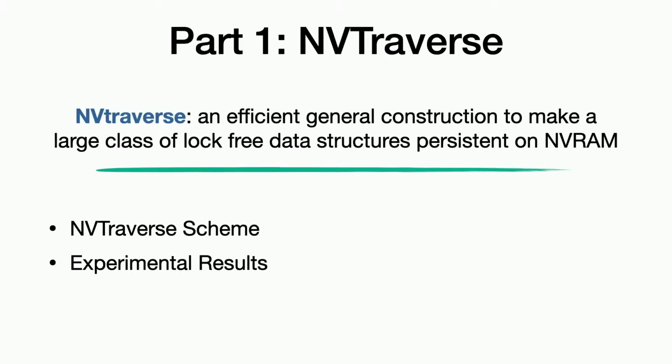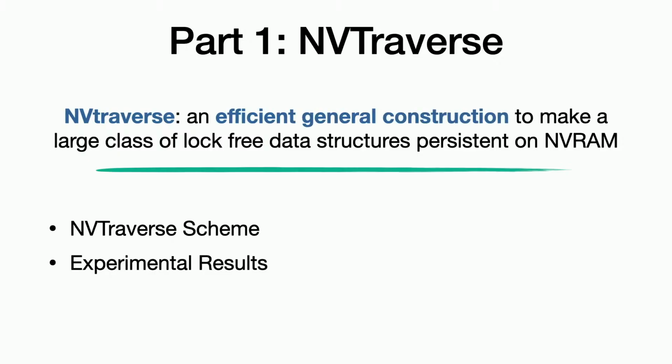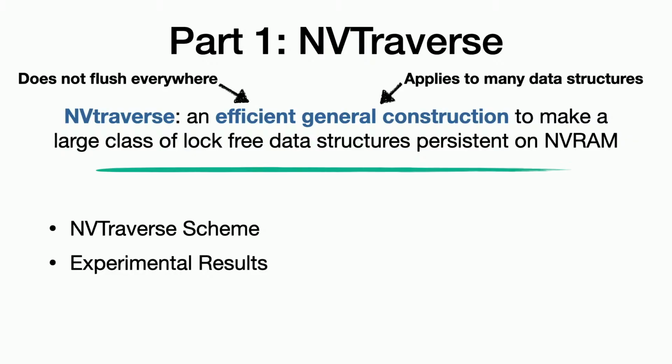Okay. So in the first part, I'm going to present our own work. It's called NV Traverse. NV for non-volatile memory, and traverse because we're going to discuss specifically data structures that have traversal phases in them. And it's going to be basically an efficient general construction for persistence. By efficient general construction, efficient means we're not going to flush every instruction, and general means it's going to apply to a large class of data structures. It's not going to apply to absolutely everything. Okay. And so I'll very briefly show you the high-level idea, and then I'll show you one experimental result, and then we'll move on to the next section because I don't want to take up too much time.